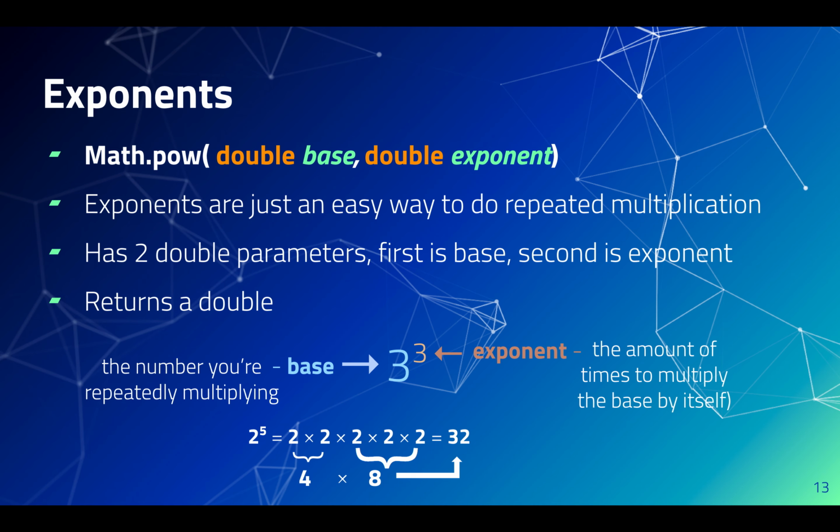And so in the same way, if we had 2 to the 5th power, the way we use it in Java is Math.pow, and then our first parameter would be 2, and our second parameter would be 5. And what we'd get back would be 2 times 2 times 2 times 2 times 2, which would be 32.